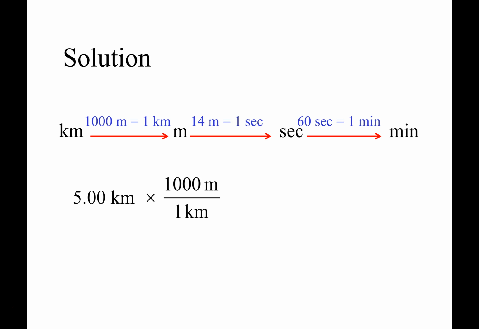Now, how can we use the loon's speed to get from meters to seconds? 1 second over 14 meters. 1 second over 14 meters, perfect. And we could stop there if it wanted time in seconds, but we wanted time in minutes. So how can we use that last equivalency statement to get from seconds to minutes? 1 minute over 60 seconds. Yep, 1 minute over 60 seconds. Now, unit-wise, the only units that have not canceled are minutes, which is perfect.